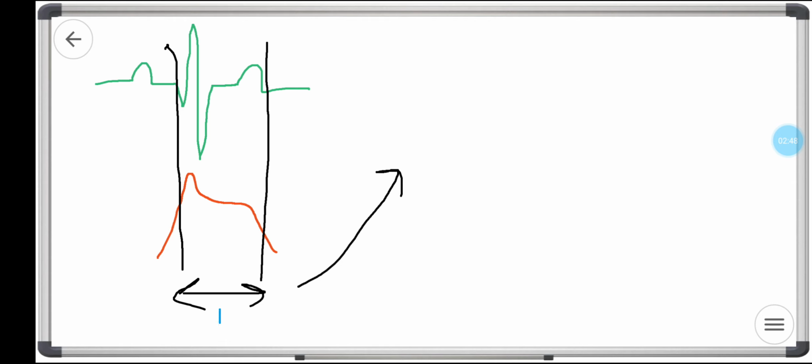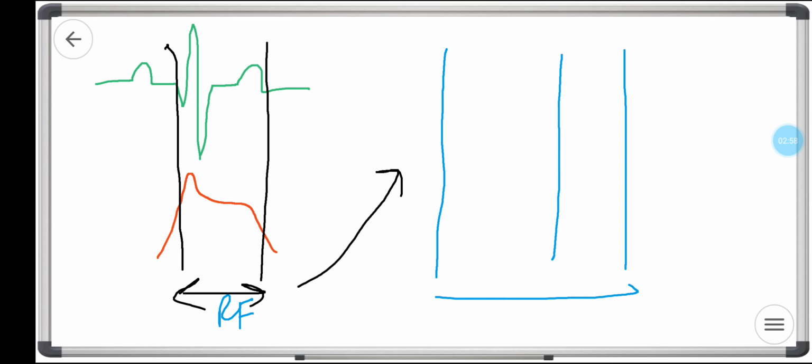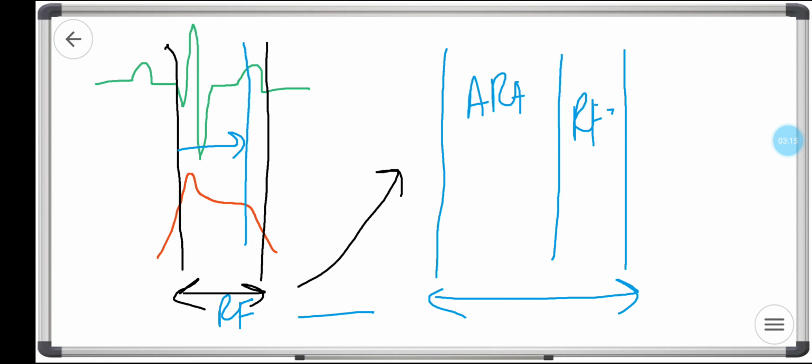Now, this refractory period, if we magnify it over here, is divided into two. The first portion is the absolute refractory period, and the second one is the relative refractory period. This portion is the absolute refractory period, and when the ventricles are repolarizing, that is called the relative refractory period.